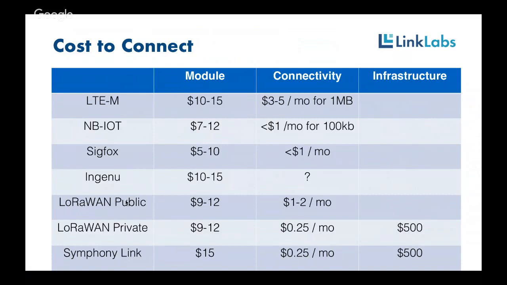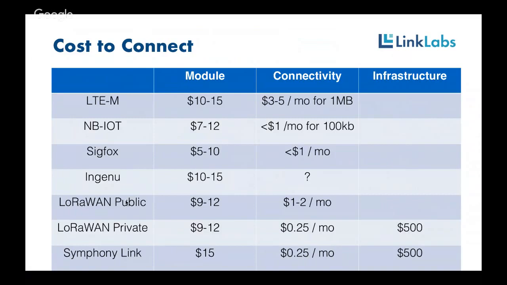Sigfox, definitely the cheapest RF technology. Connectivity-wise, they say less than $1 a month. I think that's pretty fair, but again, you have the challenge of network availability. Ingenu, I'm basing this off of the u-blox pricing I saw for their module, and then I couldn't get any answers on what connectivity costs for Ingenu, but I'm guessing it's in the $1 to $3 a month per device range.